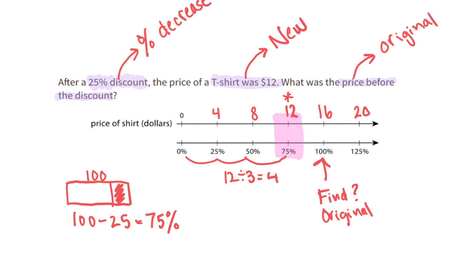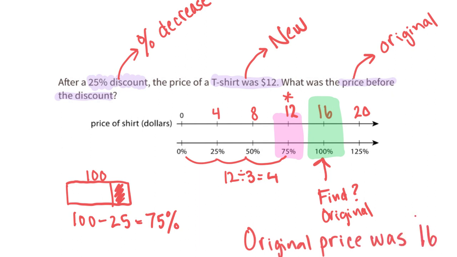Okay, so we kind of fill in our double number line. And when we do that, we get that at 100%, the price was $16. So we know then that the original price was $16.